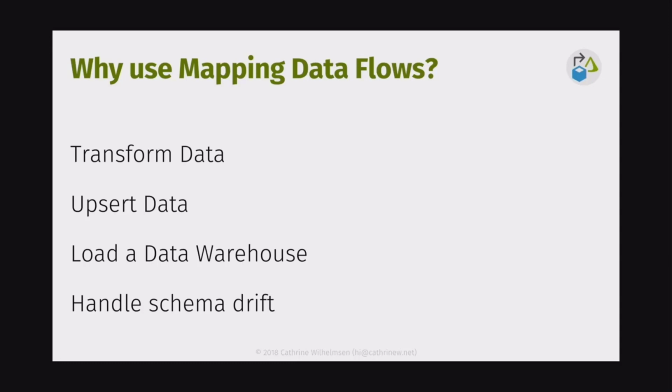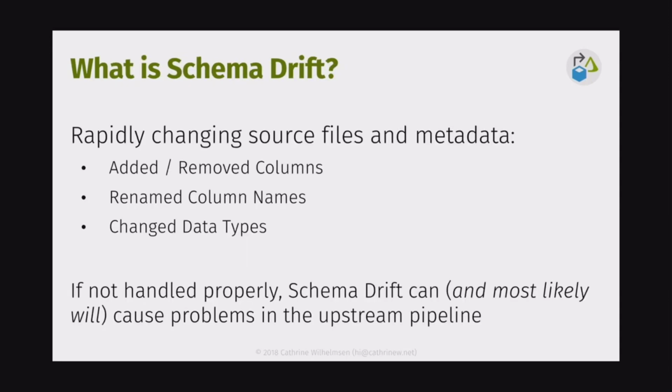And then there's that last thing on handling schema drift. Schema drift, I'm sure you're all familiar with this, where your source files change for some reason. You can have new columns, or columns removed, or column names renamed. Fun surprise getting to work one morning and everything blew up because the vendor changed some column names, or even data types. And if you don't handle these things, it will most likely cause problems upstream. And I know I've spent a lot of time building robust solutions to handle these things.